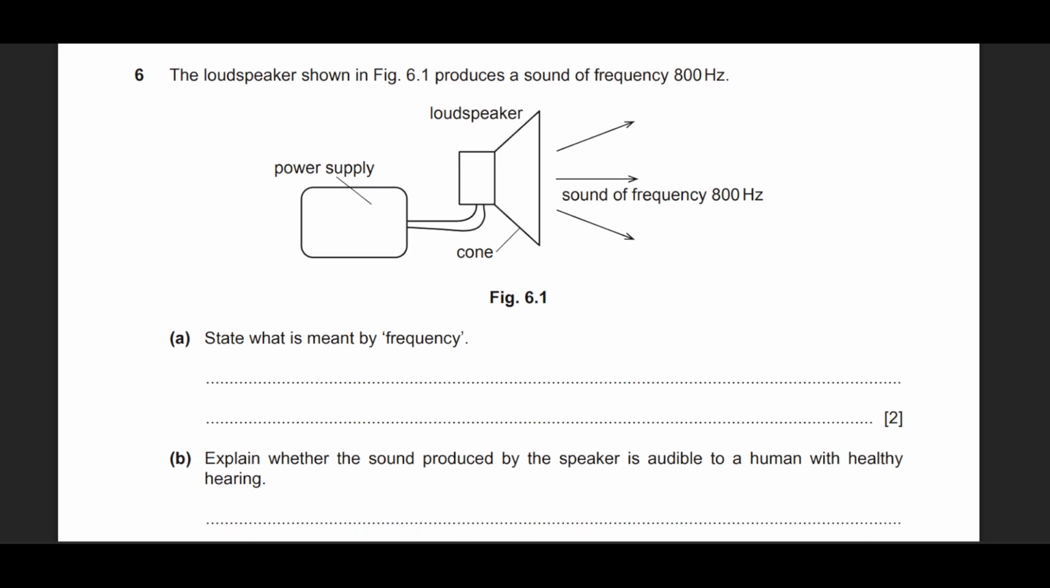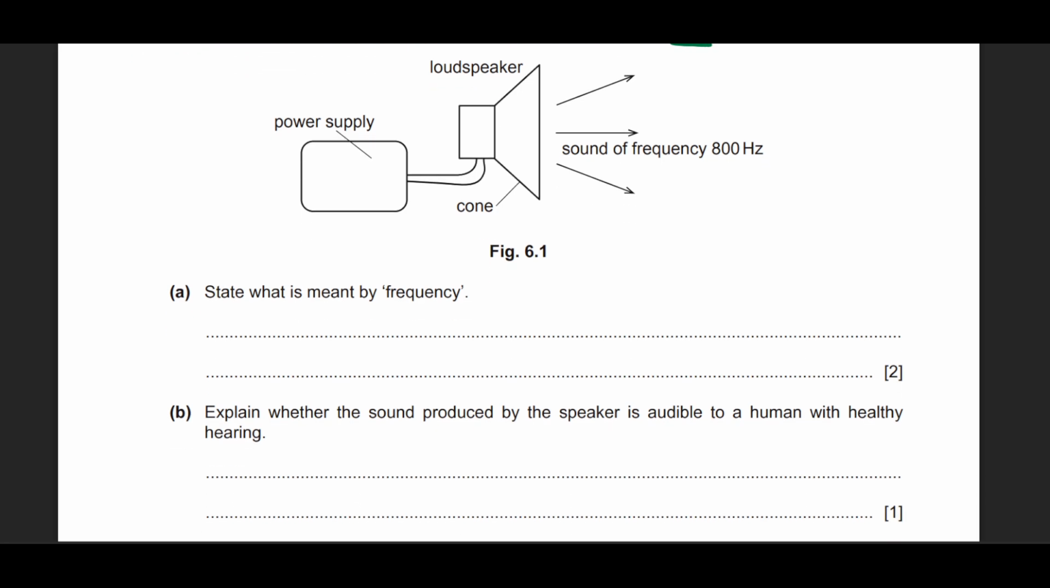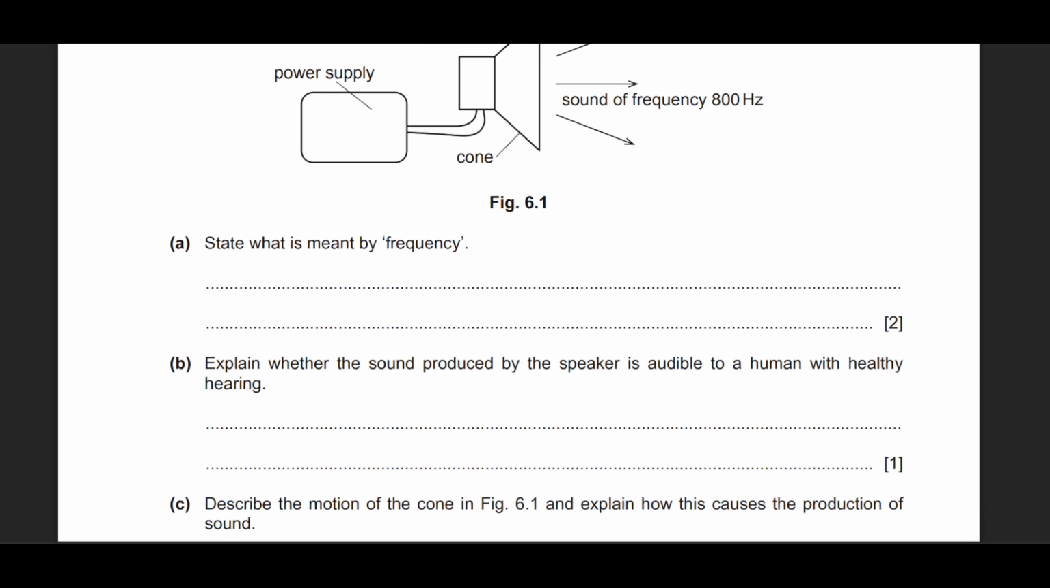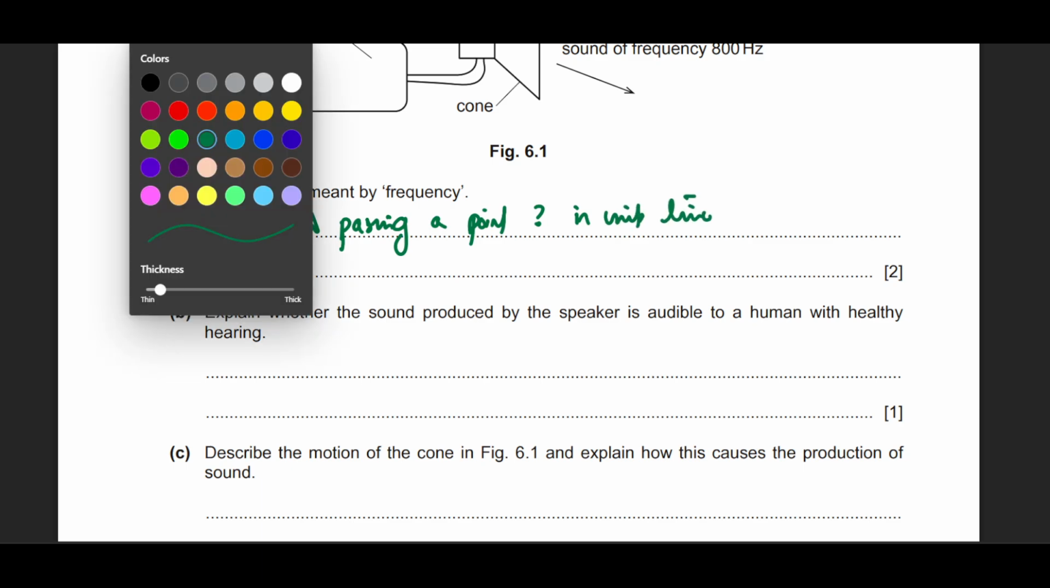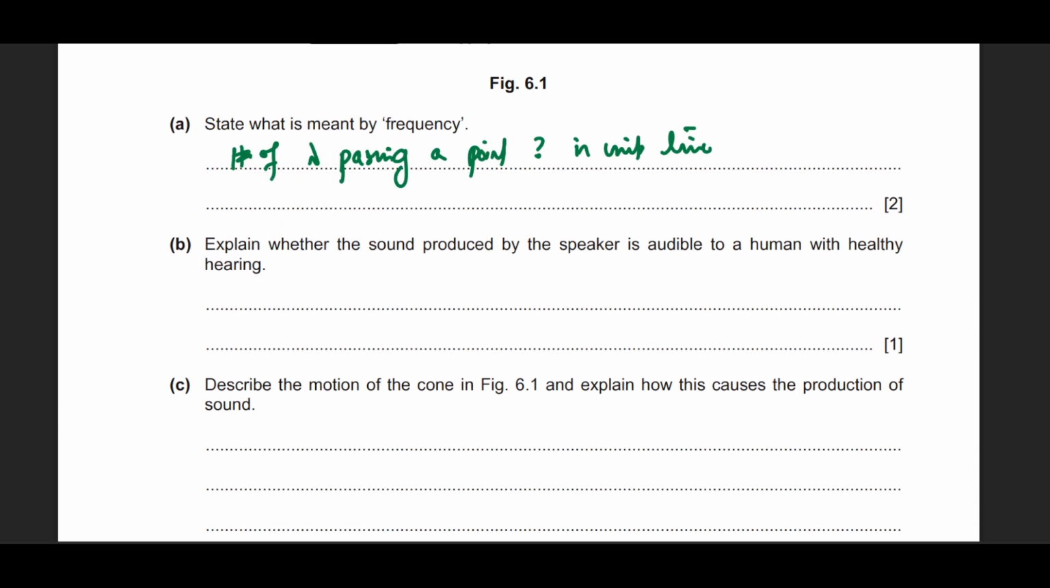This question is from the chapter of sound. It says it produces a frequency of 800 hertz, right? We have a power supply, a loudspeaker. State what is meant by frequency. Now, this is a very specific definition. You're supposed to memorize this as it is. You can take the help from the marking scheme as well. So it says it's the number of wavelengths produced, passing a point in unit time, right? So memorize the definition as it is from the marking scheme.